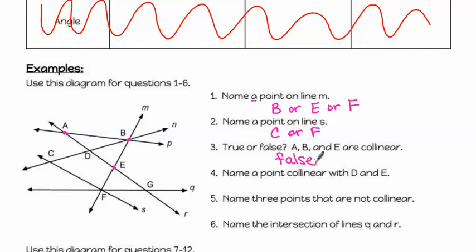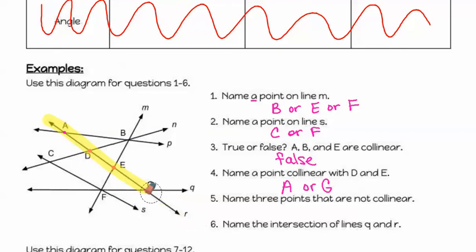4, name a point collinear with D and E. So let's identify where D and E are. So there's D and there's E. If I want collinear, I want it on the same line, and I can see that D and E are on this line. So I want another point on that line besides the 2 that are already named. Well, I can see that there are 2 points of intersection on those lines. I've got point A, and if I follow that line down here, I can also see point G. So a point collinear on the same line with D and E would either be point A or point G.